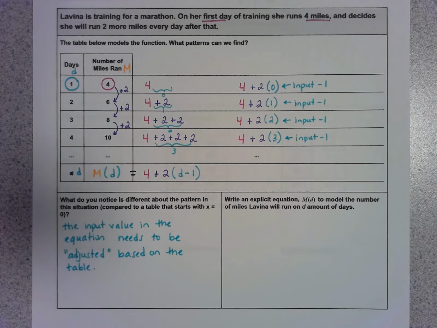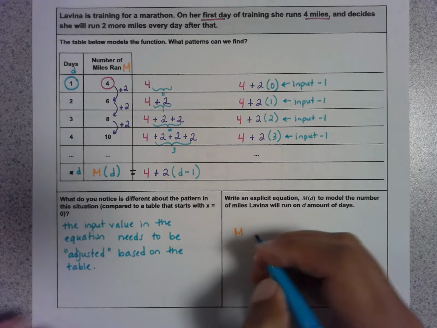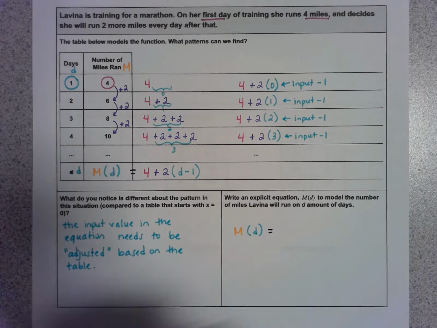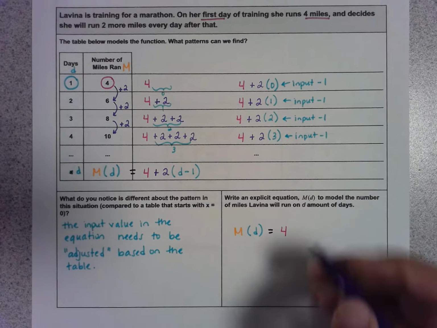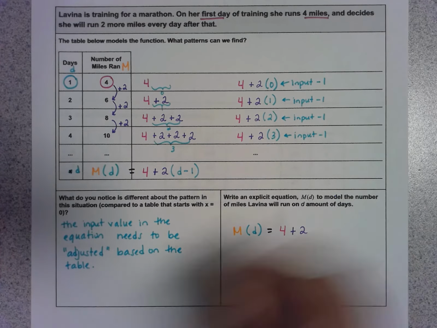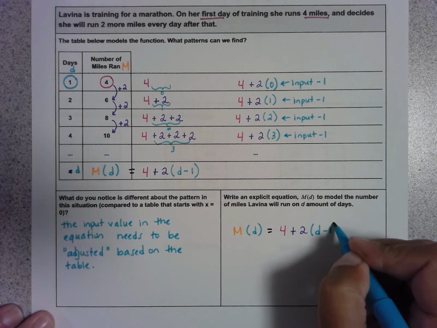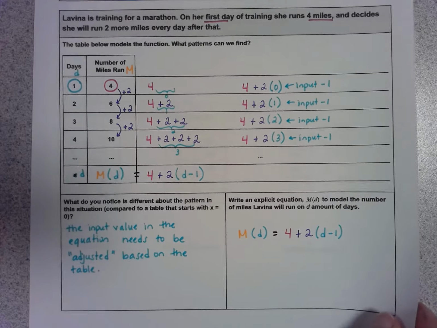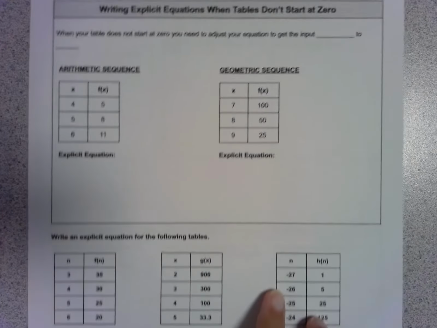So the explicit equation here would be m of d equals 4, starting with 4. I'm going to add the 2, and I'm going to do that input minus 1 times. Now let's talk in general. How could we come up with this equation if we didn't go through the process of writing this all out? Here's how we do that.